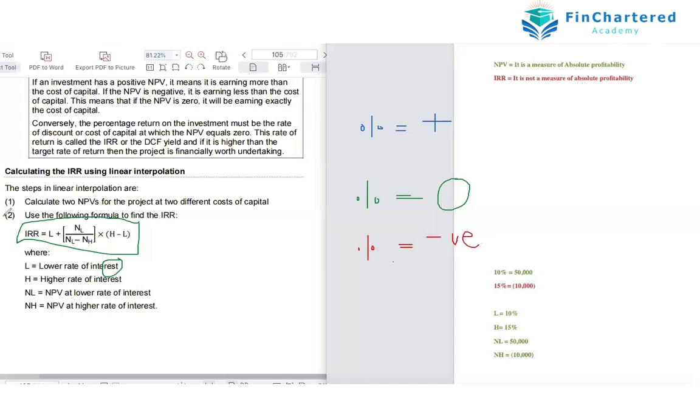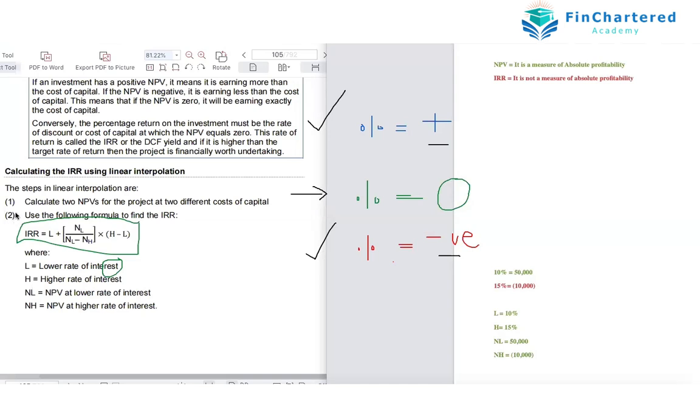So in order to calculate this, you're trying to find the percentage at which the NPV is 0. In order to calculate that, you have to take 2 rates. One, the lower rate, and the other is the higher rate. The lower rate has to have a positive NPV, and the higher rate should have a negative NPV. So you know that if the lower rate is positive and the higher rate is negative, somewhere between these 2 percentages, your IRR will be 0. Sorry, your NPV will be 0.